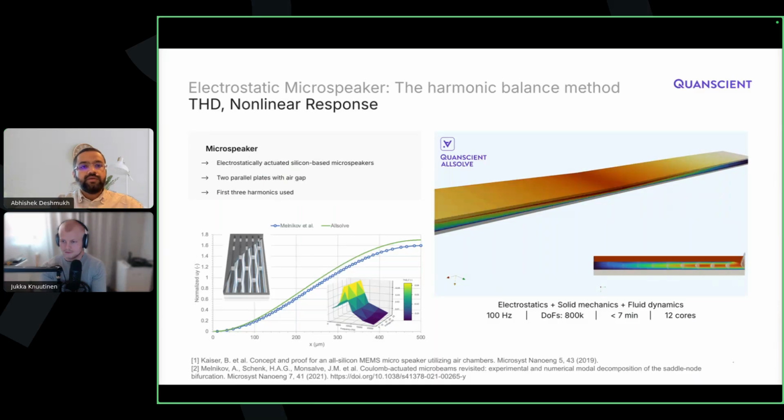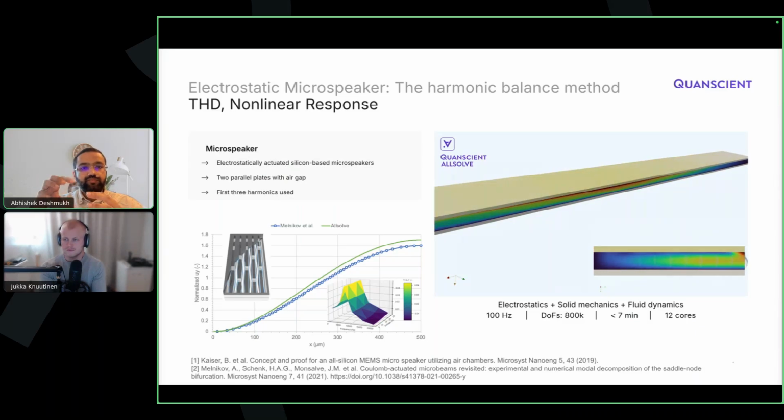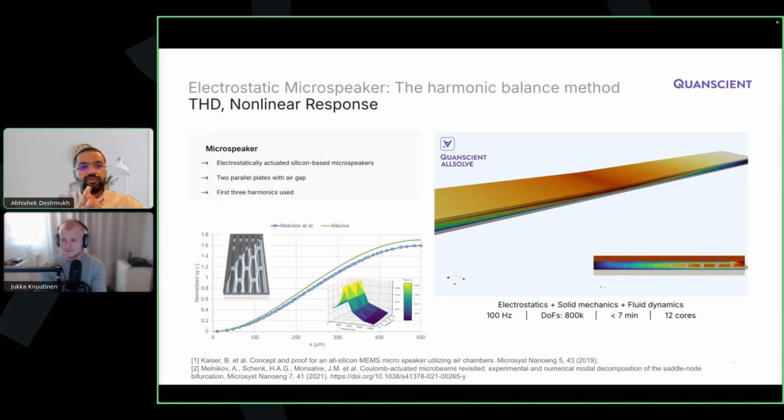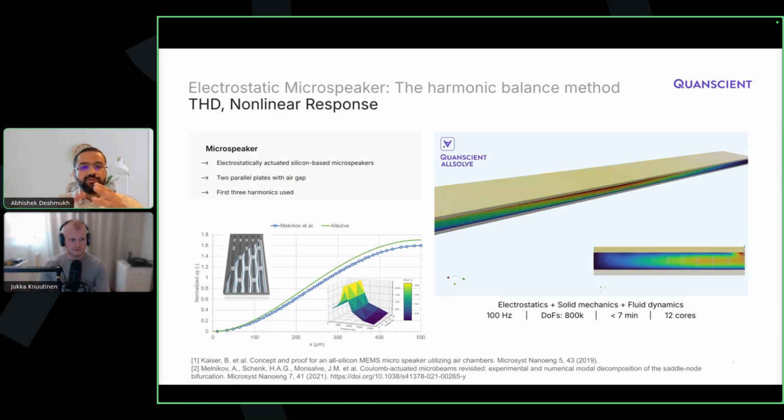And what that does is that you can have some components where, even if you are driving at a certain frequency, the effects can appear at higher modes or multiples of this fundamental frequency, and these can be captured without running a transient simulation, which you might have to run for thousands of cycles.